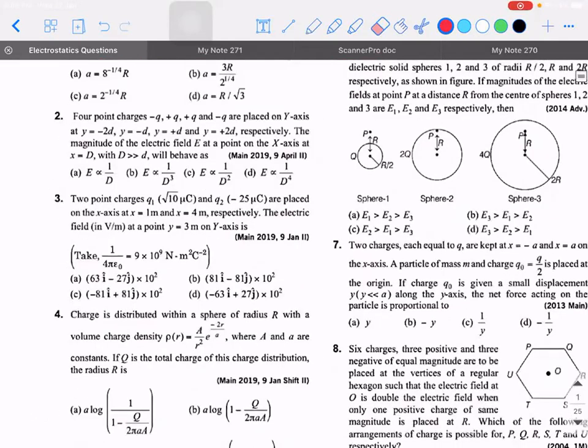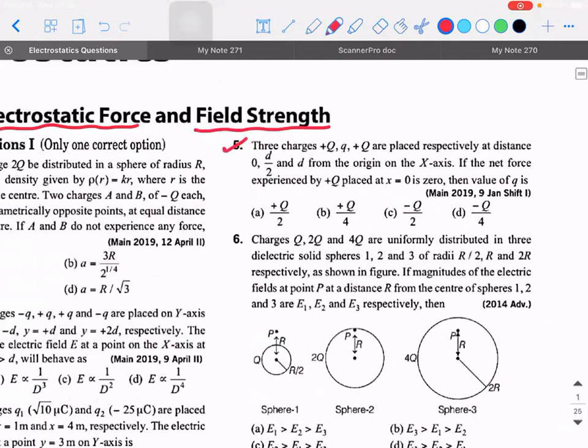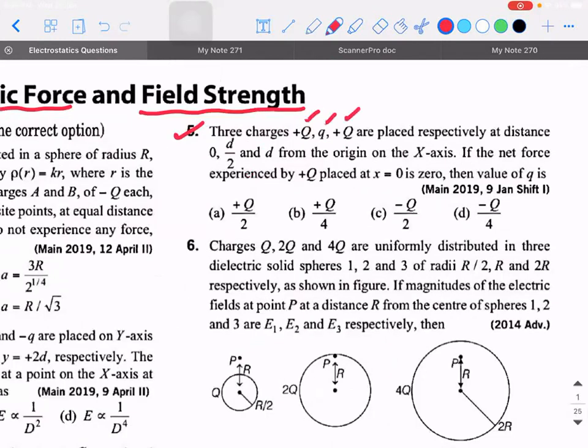Okay. Next. So we'll start with the fifth one. Three charges plus Q, small q, and plus Q are placed respectively at a distance of 0, d by 2, and d from the origin on the x-axis. If the net force experienced by plus Q at x equal to 0 is 0, find the value of q.